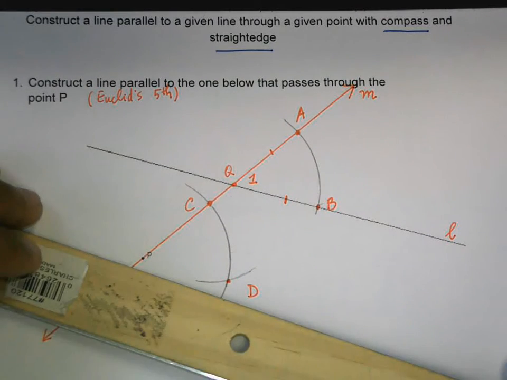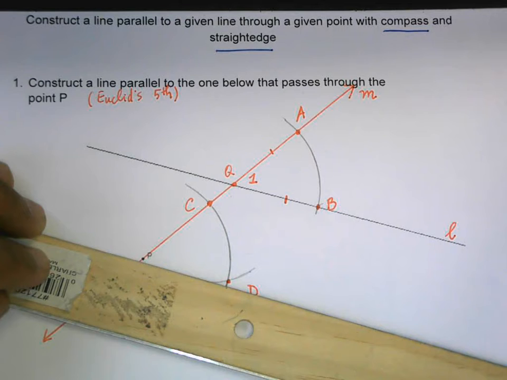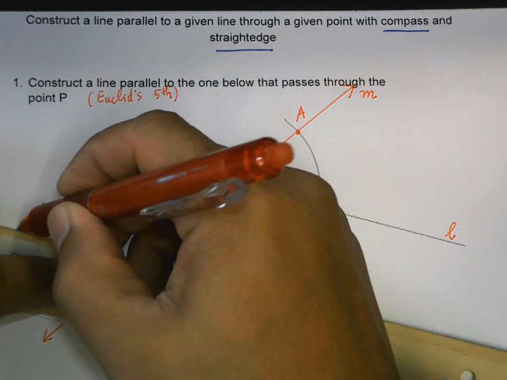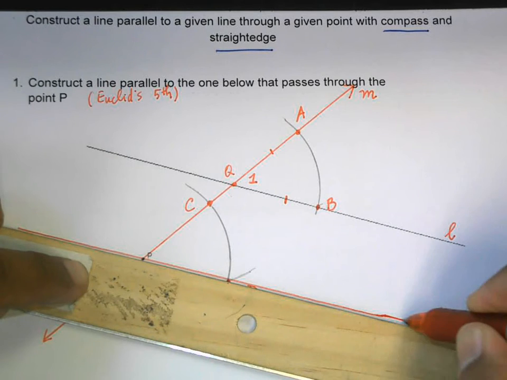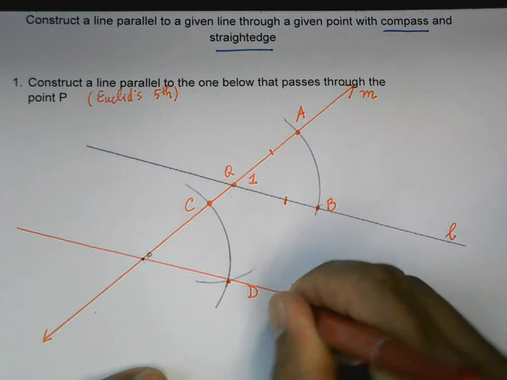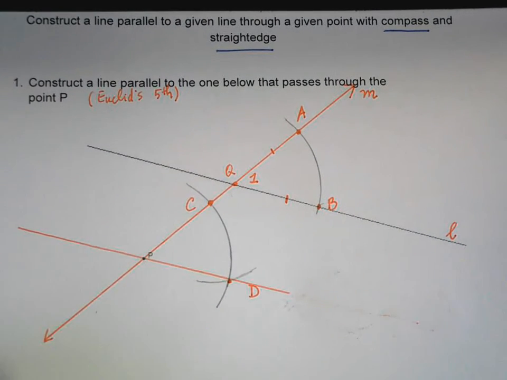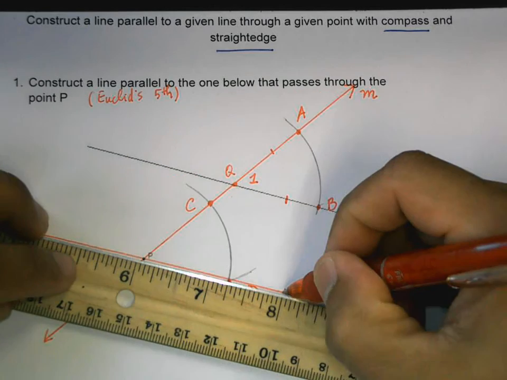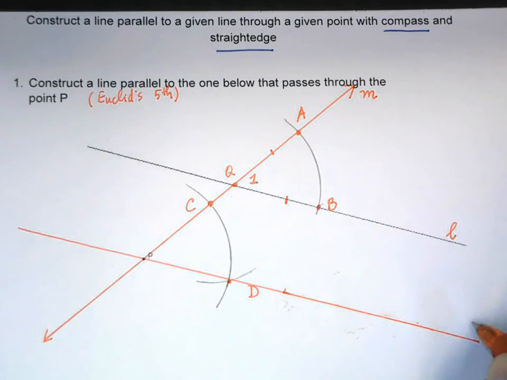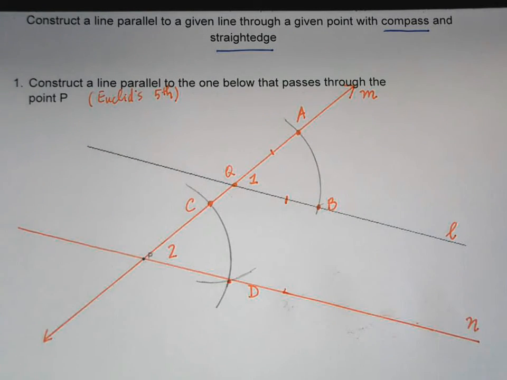Now, taking my straight edge and placing it on P and D. Sorry, my line got a little bit sloppy at the end here. It kind of got away from me, so I'm going to give that another shot. And I'll call this line N, and I'll call this angle 2.